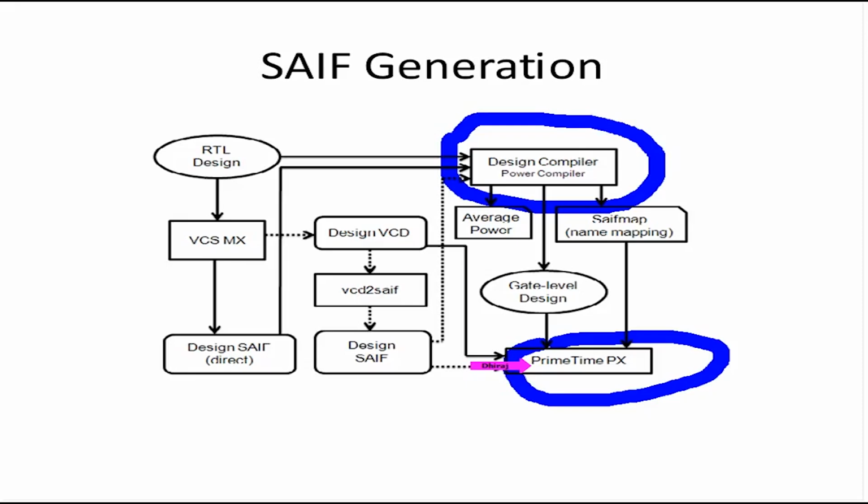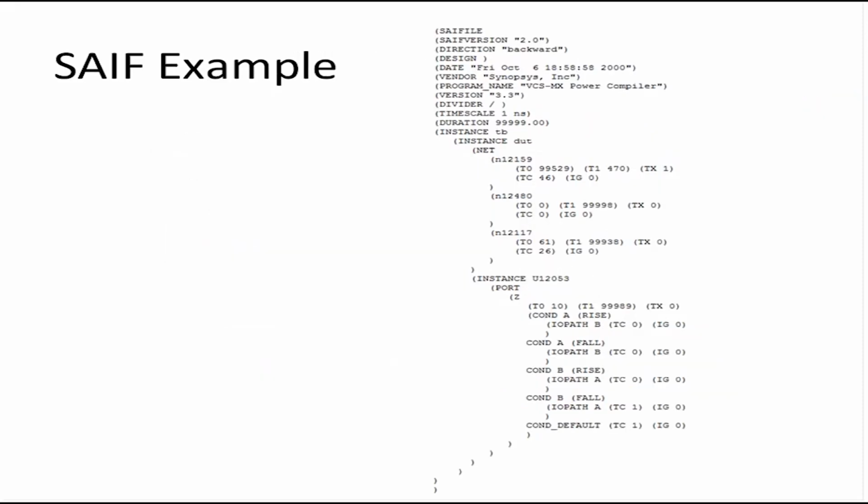Now let's see a SAIF example. This is a SAIF example. It tells what the design name is. The top level instance is TB, which might be a short form for testbench. It tells what tool was used to write this. Now this instance TB contains two instances, DUT and U12053, something like this.